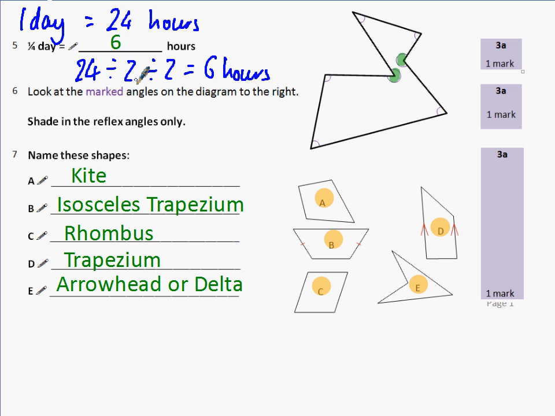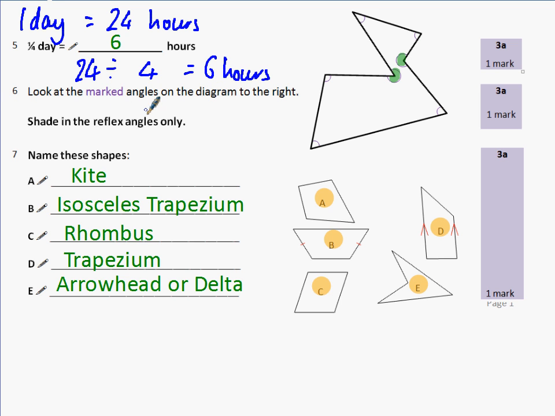Why have I done that? Because dividing by 2 and dividing by 2 is a way of finding half, and then finding half of a half, which is a quarter. The alternative was to just do 24 divided by 4, and that's the same as just finding a quarter straight away, which is 6.